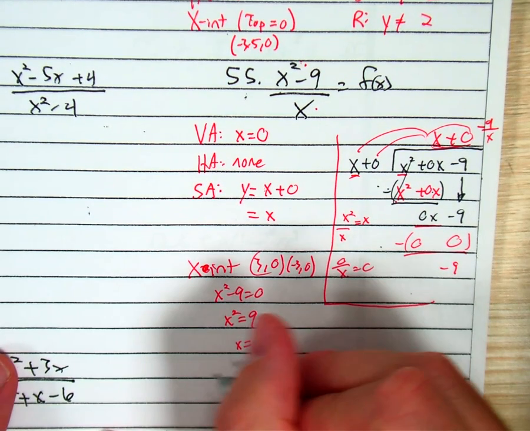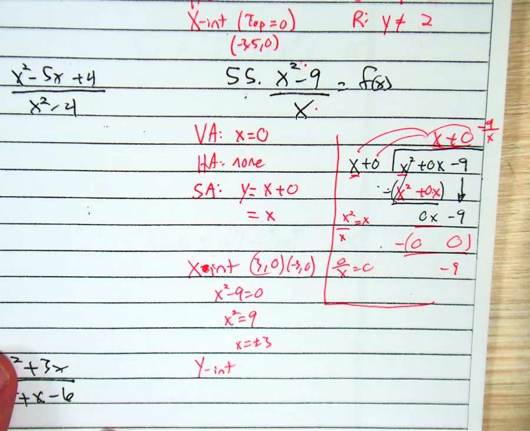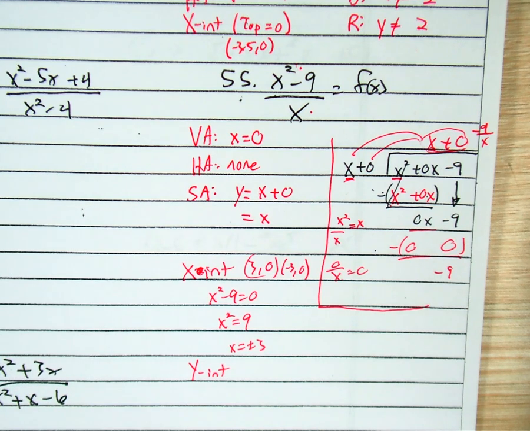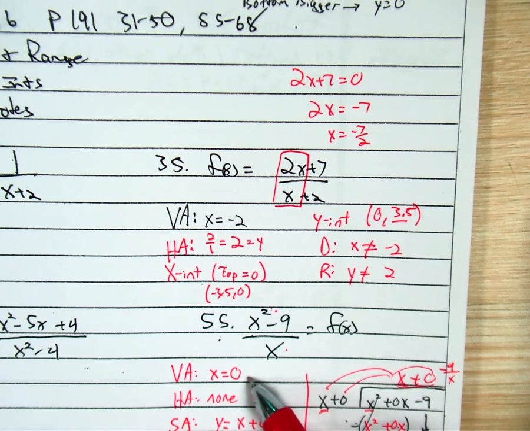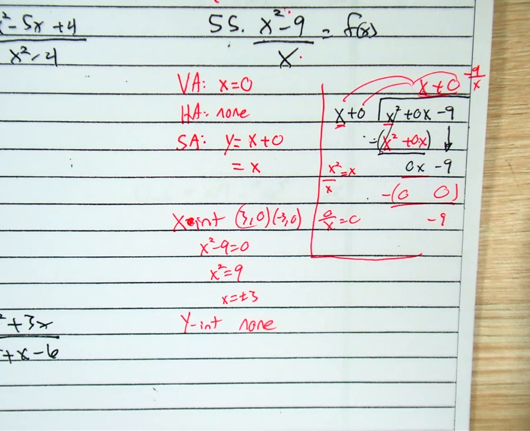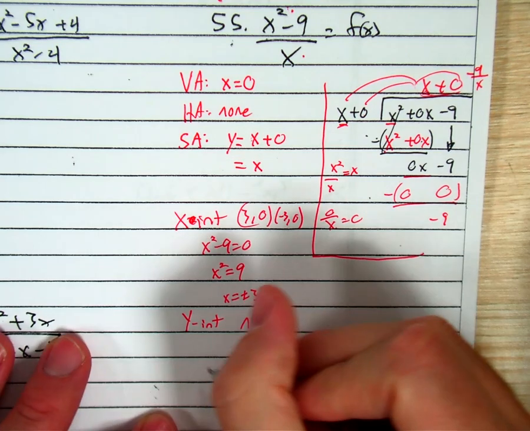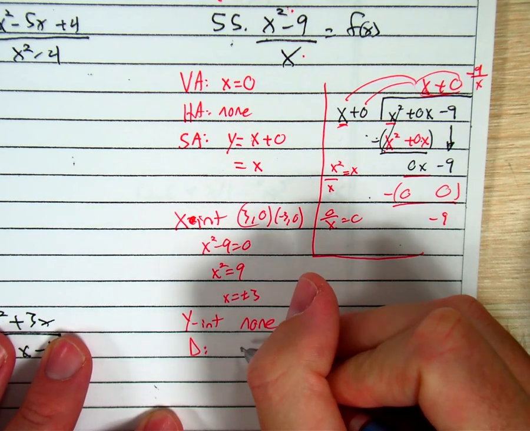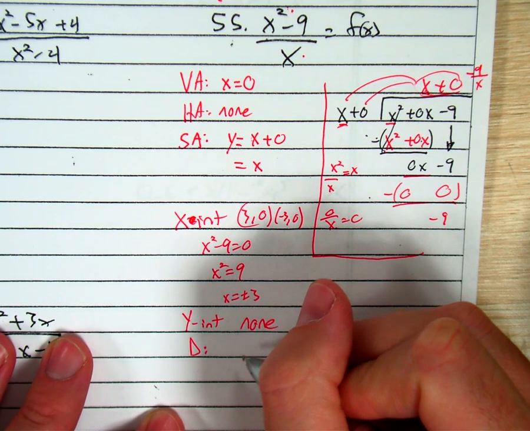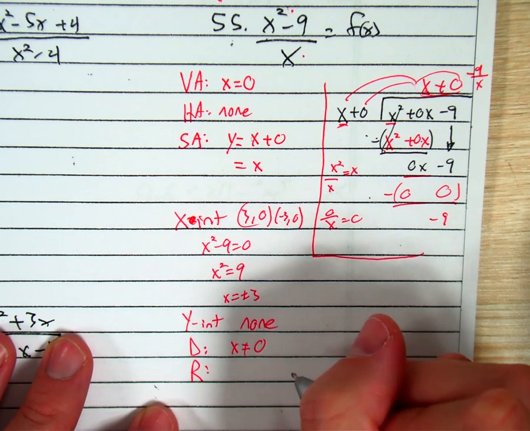Your y-intercept would come from when you plug 0 in, which we technically can't, so we don't have one. We'd have a vertical asymptote at 0. So we don't even have a y-intercept this time. Domain is going to come from your vertical asymptote. We have all x is not equal to 0.